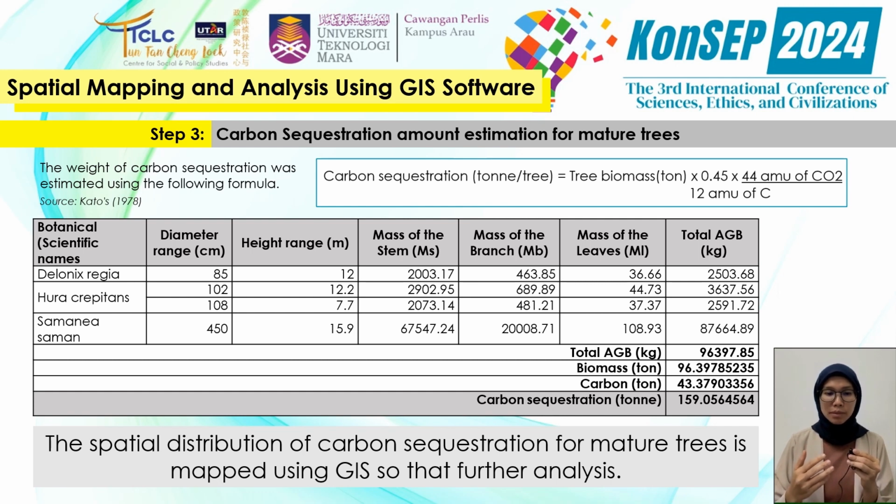It has been determined by analysis of the data that the 4 mature trees found in the study area are from 3 different species, as shown in the table. Based on the data, it can be concluded that the species Samanea saman has the maximum capacity of carbon sequestration. The spatial distribution of carbon sequestration for mature trees is mapped using GIS for further analysis.